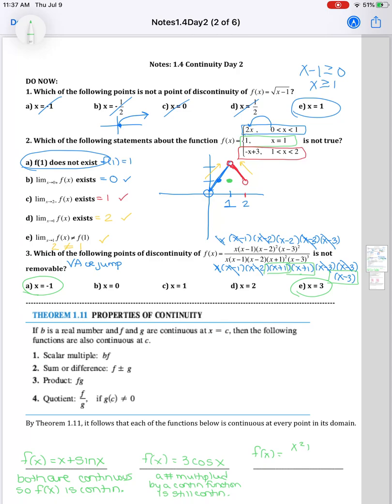Okay, and then with the last one, I'm going to make a fraction out of it. So if I have f of x equals x squared plus 1, and let's use, say, cosine again, over cosine x. So the numerator is continuous everywhere, the denominator is continuous everywhere, so the quotient is continuous.